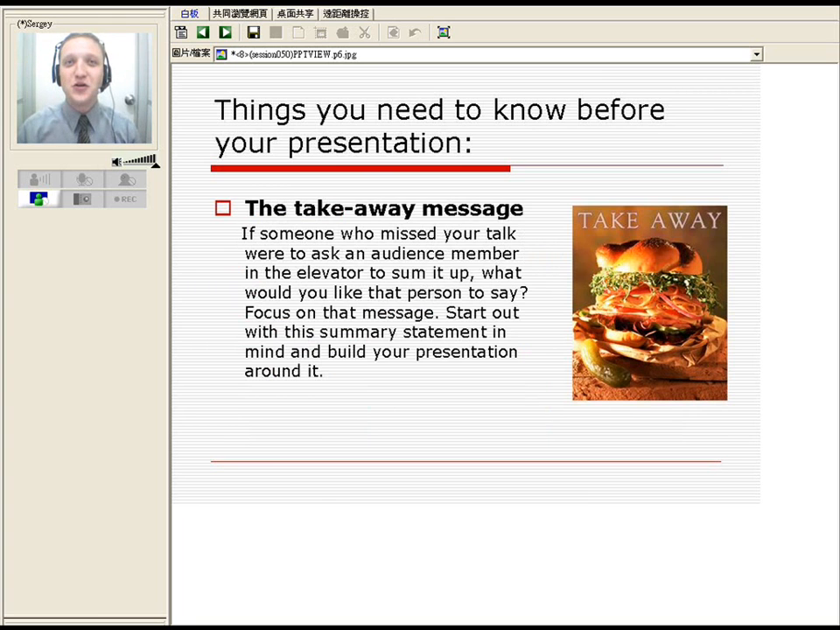The takeaway message. Usually when people talk about takeaway, they think about McDonald's. In Chinese you call it 外带, right? Okay, when you go to buy things at McDonald's, they will ask you whether you want to eat here or take it away. So 外带 means you buy the food here and eat it outside, right? All right, in English, take away means the same thing. So 外带 message.